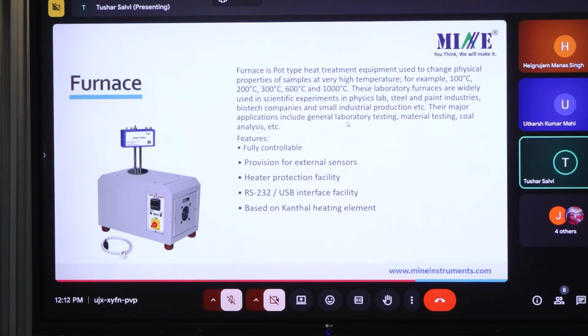These laboratory furnaces are widely used in scientific experiments in physics labs, steel and paint industries, biotech companies, and small industries. Their major applications include general laboratory testing and material testing for analysis. Furnace features are fully controllable, with provision for external sensors and a data protection facility. These are interfaced through RF switching to USB interfacing facility.